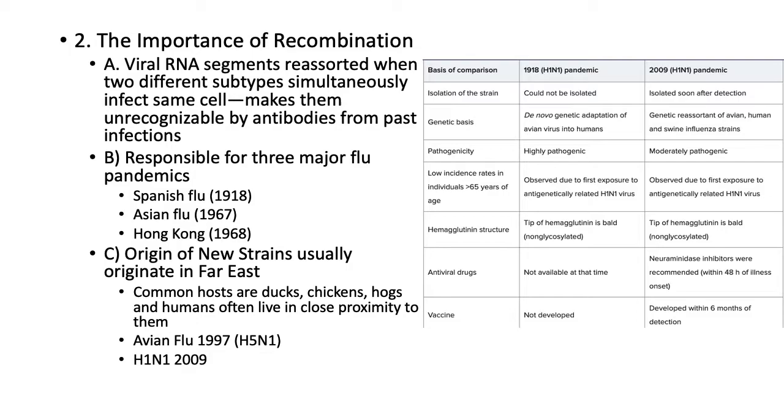Yep. So I have a table here, a basis of comparison of the H1N1 pandemic and the swine flu. You can see that they had a hard time isolating it back in 1918. It was highly spreadable and highly pathogenic, whereas the swine flu didn't cause a lot of death, but the 1918 one caused a lot of death. Both of these are H1N1, but the 1918 one was way more deadly than the swine flu. And you can see here that we did develop a vaccine within 6 months of detection.